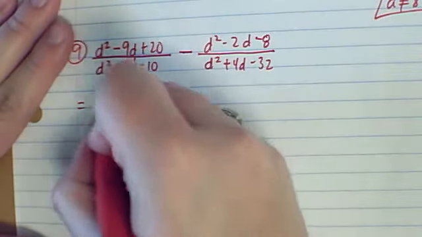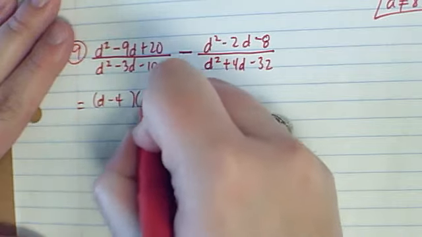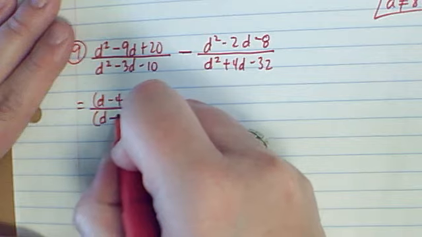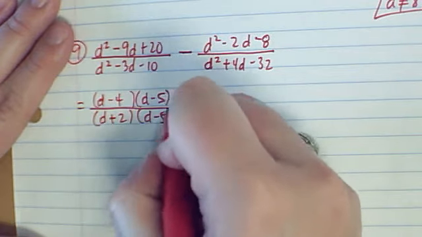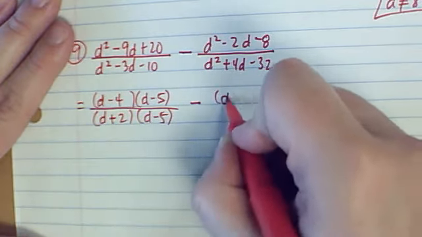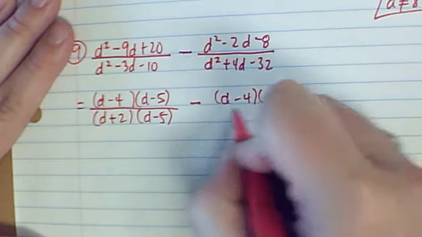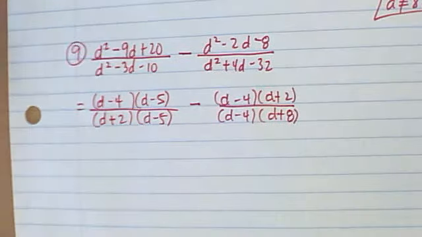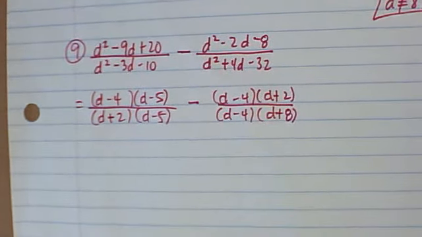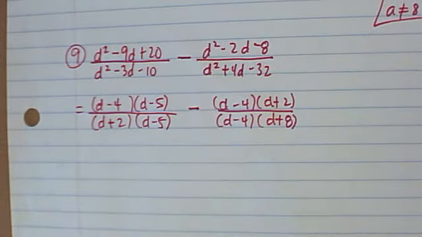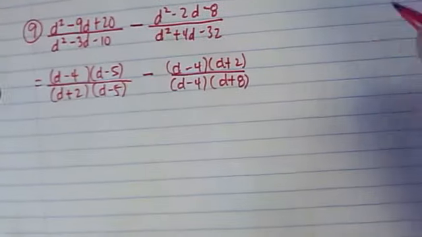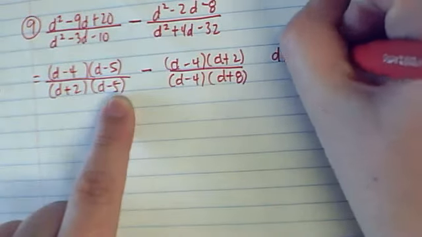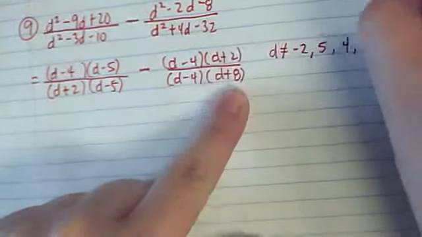So I get (d minus 4)(d minus 5) over (d plus 2)(d minus 5), minus, we get (d minus 4)(d plus 2) divided by (d minus 4)(d plus 8). So hopefully you know how to factor by now and get all of those. If we go ahead from here and write our restrictions, I have d cannot be negative 2, d cannot be 5, d cannot be 4, and d cannot be negative 8.